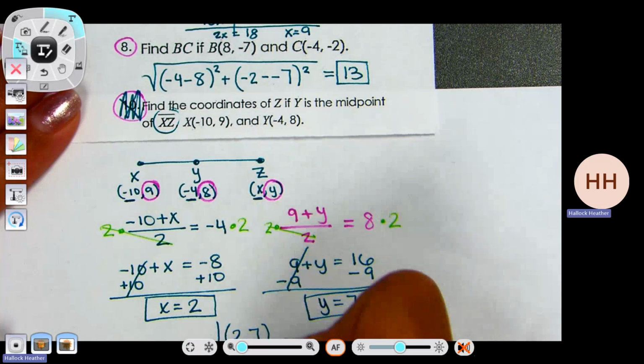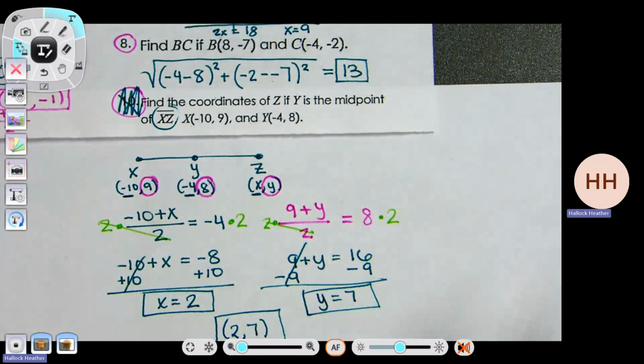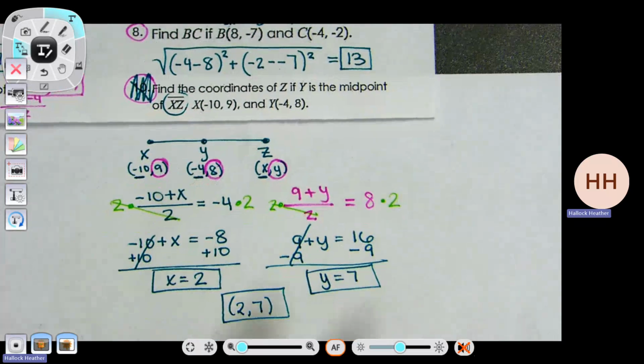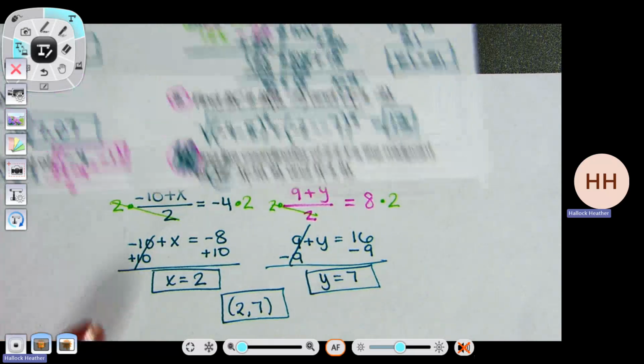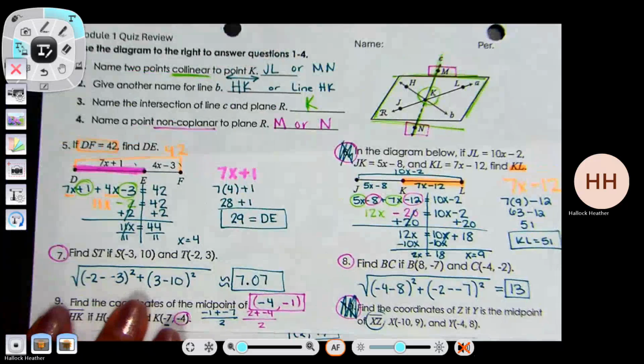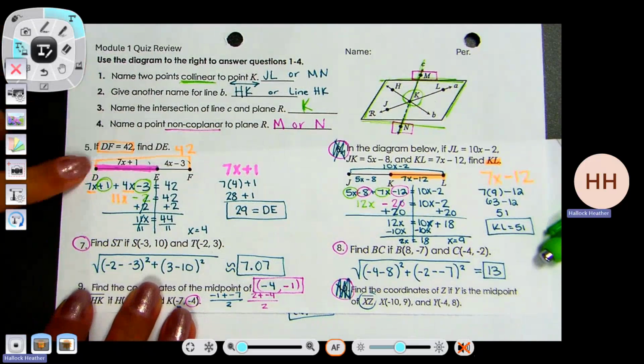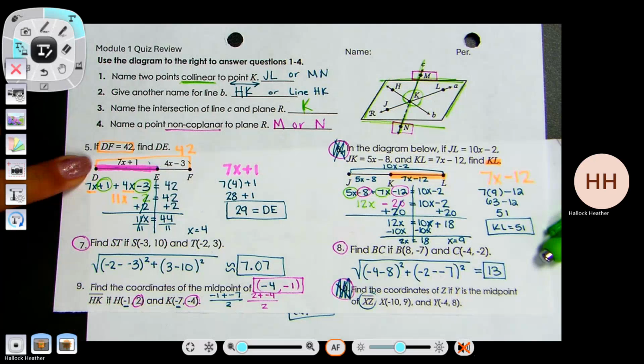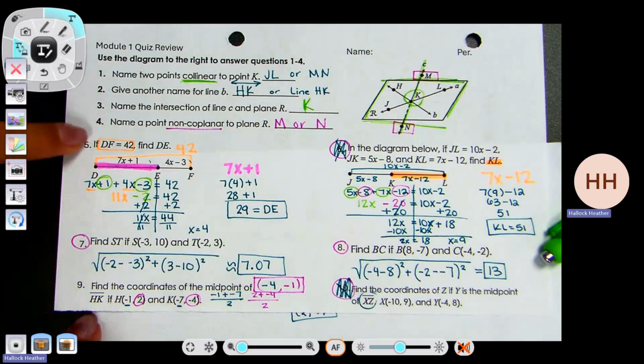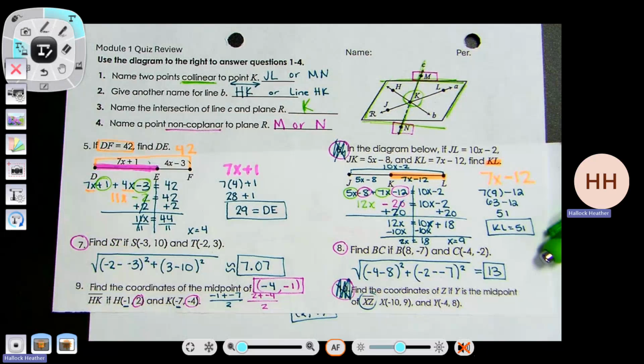This is not on your quiz tomorrow. It's kind of like extra practice from the harder versions. This is on the test next week, but it's not on the quiz. So the ones that I think that you need to look at the most are 1 through 4, number 5, and number 9. So 1 through 4, 5, and 9 are very, very similar to your quiz.